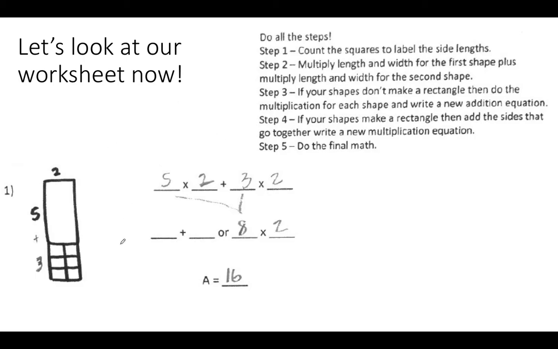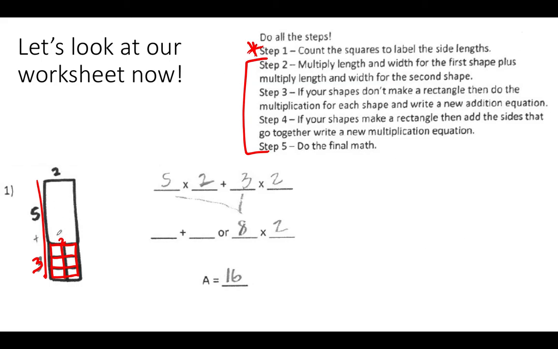Let's look at this worksheet. Step 1, count the squares to label the side lengths. So all these steps, by the way, these are the same as yesterday, but before we do any work, we're going to actually put numbers to go with those squares. So here, this was drawn, right? And the person put a 3 to help them see that these are eventually going to go together, right? This is 2, just like that's 2.